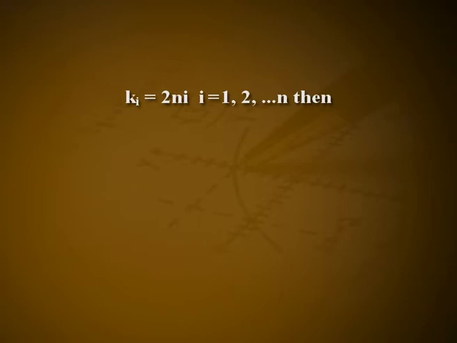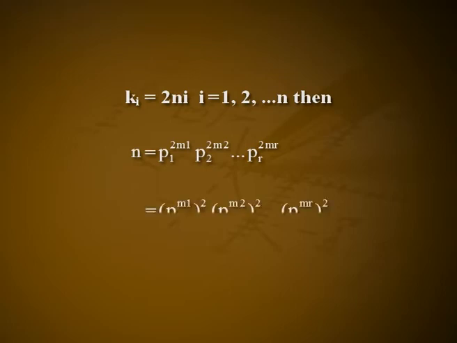Then n is equal to p1 raised to 2m1 into p2 raised to 2m2 into etc. into pr raised to 2mr, which is equal to p1 raised to m1 whole square into p2 raised to m2 whole square into etc. into pr raised to mr whole square, and hence tau of n is odd if and only if n is a perfect square.